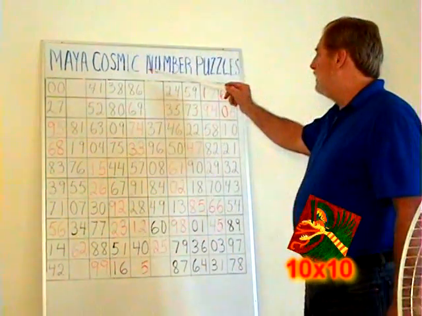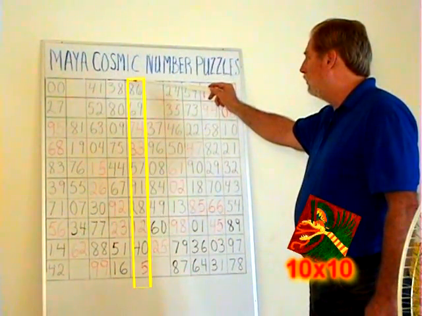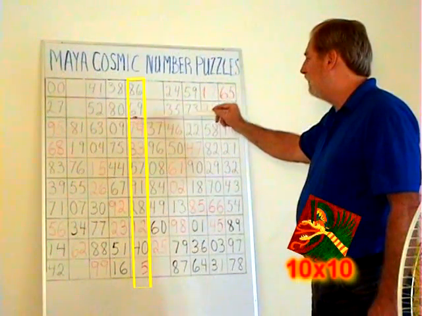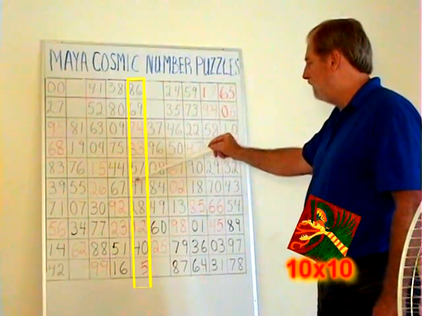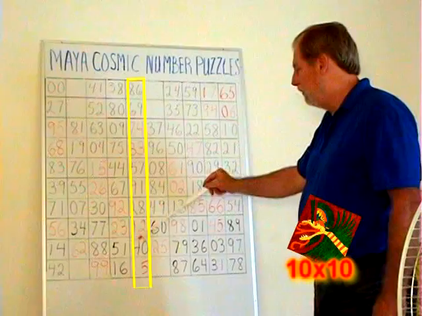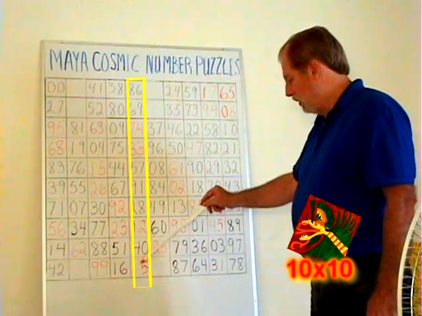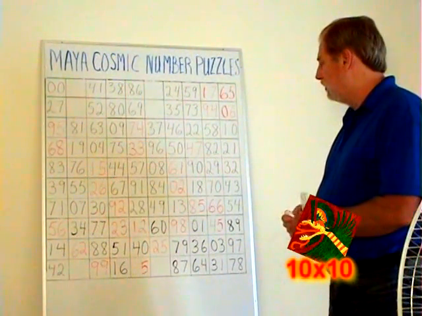On the left side of this column, we have the 8, 6, 7, 3, 5, 9, 2, 1, 4. So we are only missing the 0.